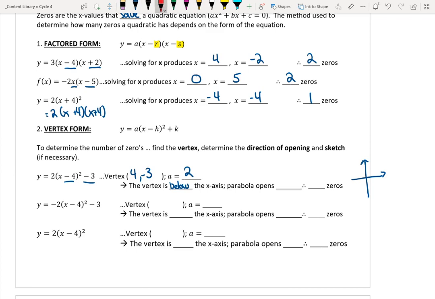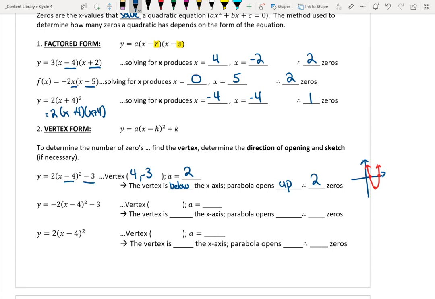So I'll just draw a quick sketch for the first one. You can see where I'm kind of headed. So my vertex is down here. My parabola opens up because it is a 2 and it's positive. So that means in order for it to open up, regardless of what the step pattern looks like, it's going to cross the x-axis in 2 spots. So I'm going to have 2 zeros.